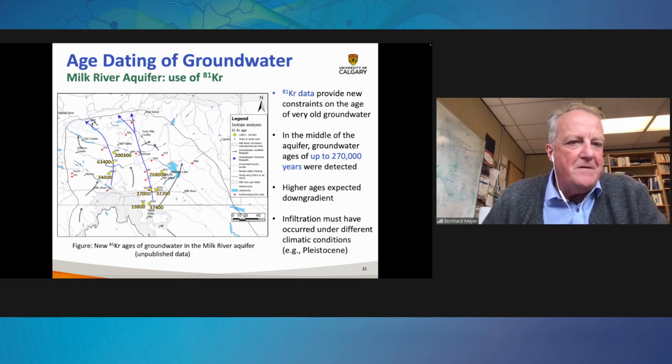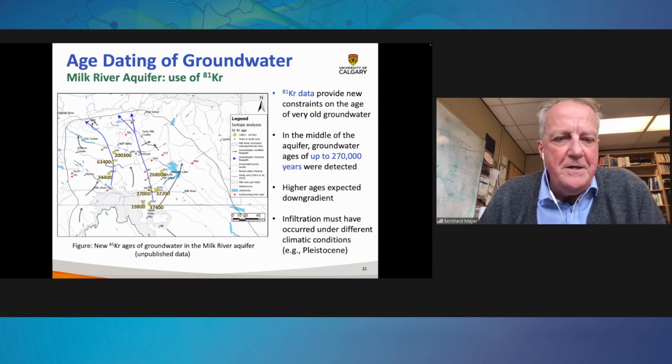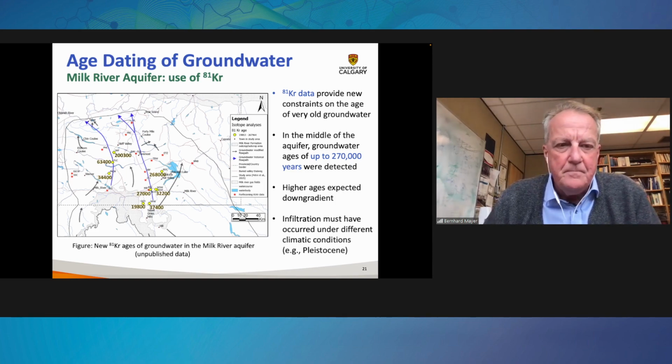And we have further samples further north, which are currently under analysis. And here we expect even higher groundwater ages down gradient as the water percolates towards the north. This clearly indicates that we have very old groundwater and that infiltration of this groundwater must have occurred at very different climatic conditions way back in the Pleistocene.